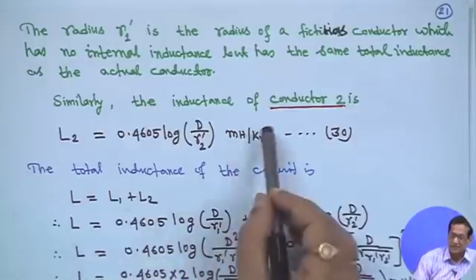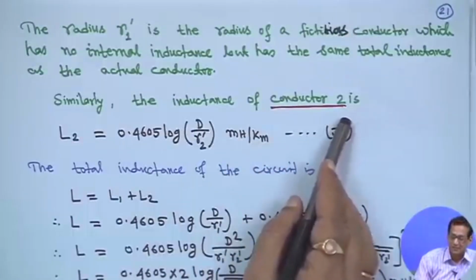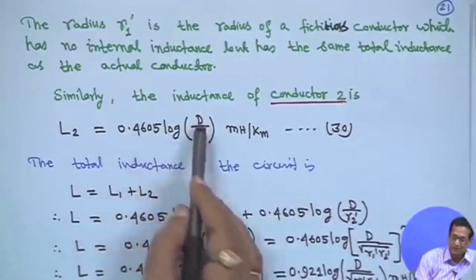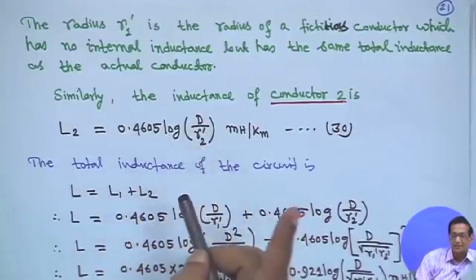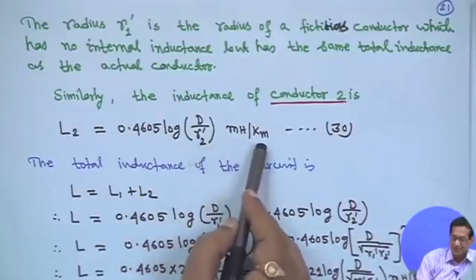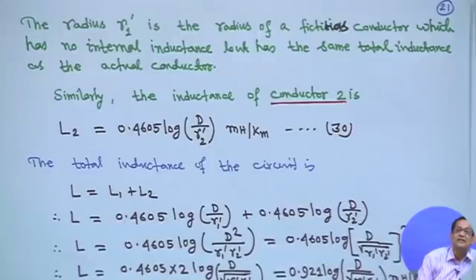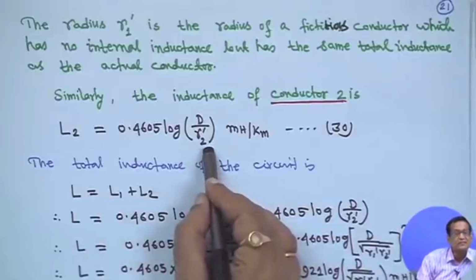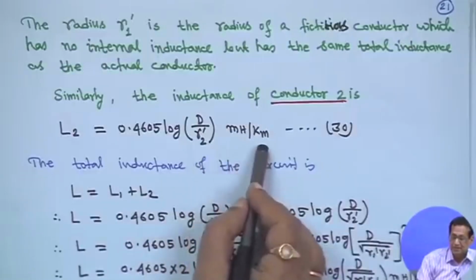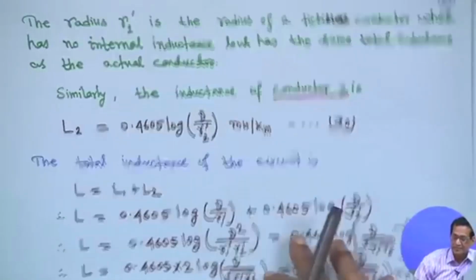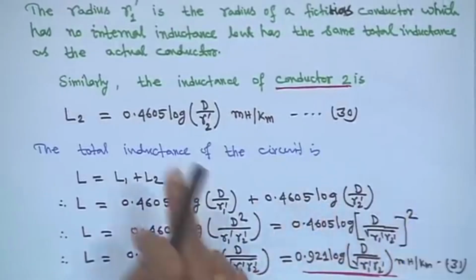Similarly, the inductance of conductor 2 you can find out. It is the same thing: L2 is equal to 0.4605 log d upon r2 dash, where the radius of the conductor was r2. So, r2 dash in milli Henry per kilometer is equal to 0.7788 into r2, if the radii r1 and r2 are different. This is equation 30.